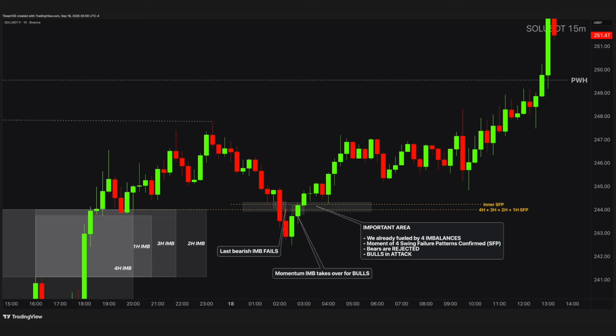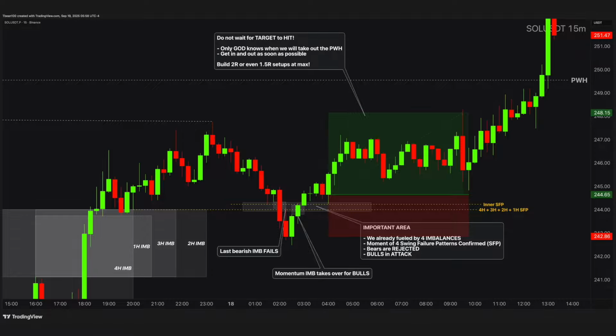So at this point, it is safe to say the bears have been rejected here, and the bulls are launching a full-on attack. This area now becomes a place where we can look for a trade even without waiting for a market structure break. The reason is simple. We have plenty of fuel and multiple confirmations backing it up.